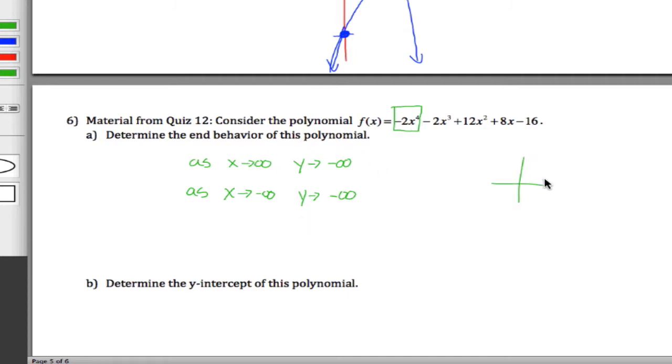You get something that looks like this. I don't know what happens inside the circle. It does all sorts of weird stuff. When you go to the left, it goes down. When you go to the right, it goes down. That's what this is saying. When you go to the right, the graph goes down. When you go to the left, the graph goes down.